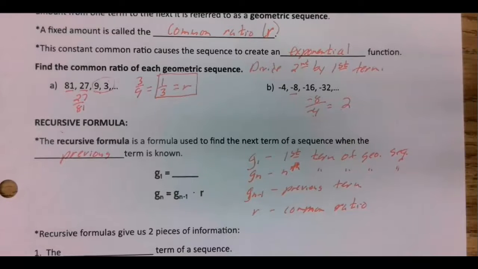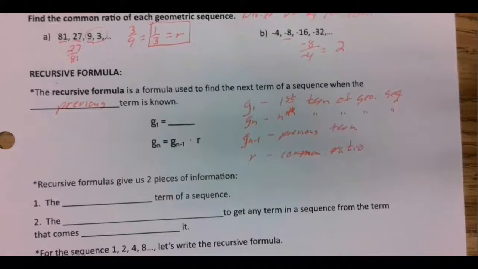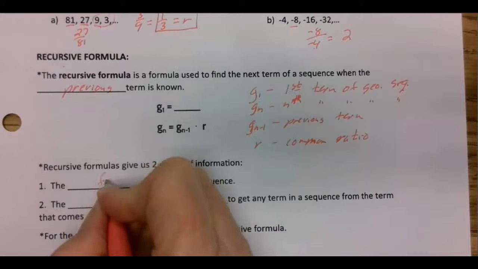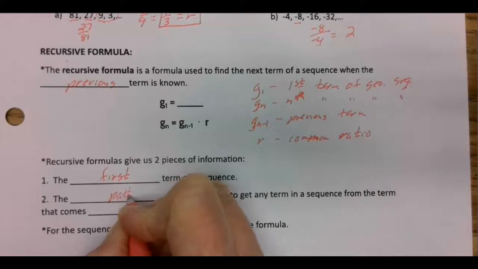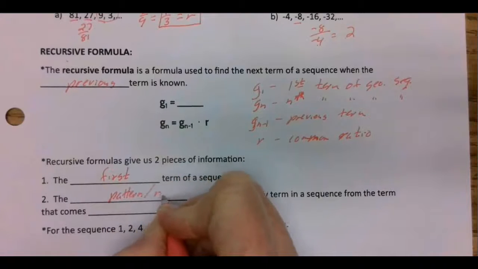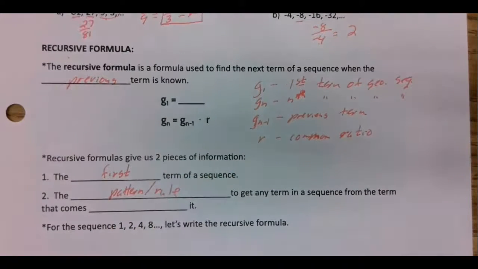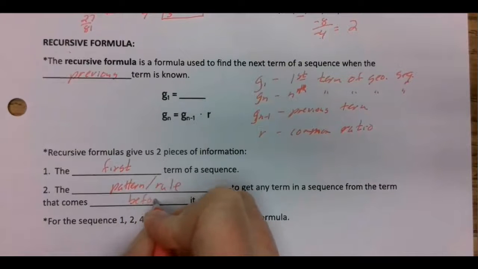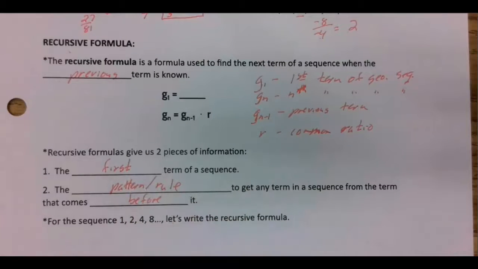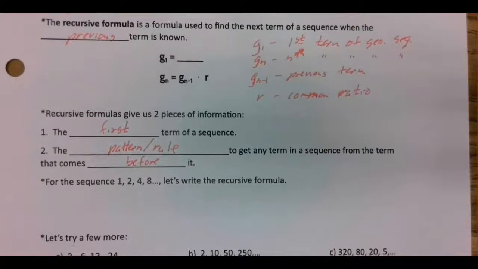Okay? The recursive formula gives us two pieces of information. It always gives us the first term, and then it gives the pattern or the rule to get any term in the sequence given the one before it. These notes are exactly the same as they are for arithmetic. We do it differently, but that's the only thing that's different.